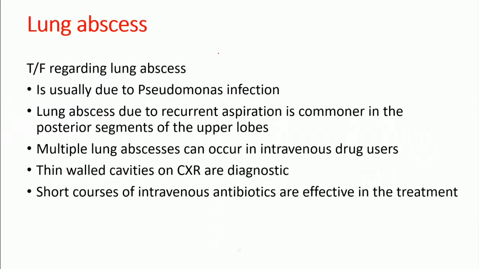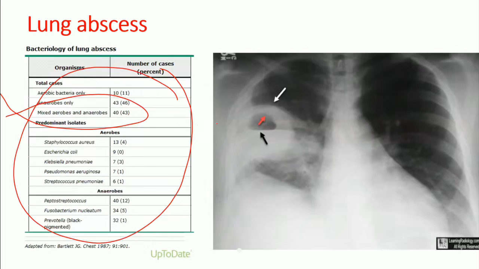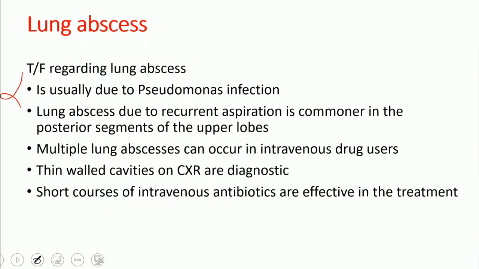So true or false regarding lung abscess? It is mostly due to pseudomonal infection. As I told you a minute ago, Pseudomonas can cause lung abscesses, but it is very difficult to implicate a single bacteria. Most of the time in lung abscesses, there will be aerobes, anaerobes, and a mixture of bacteria inside. So that is wrong. Lung abscess due to recurrent aspiration is not common in this anatomy, neither. It is the lower lobe superior segment, on the right side. Please revise your anatomy.